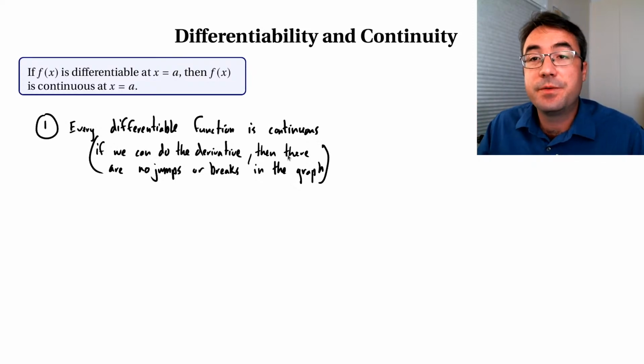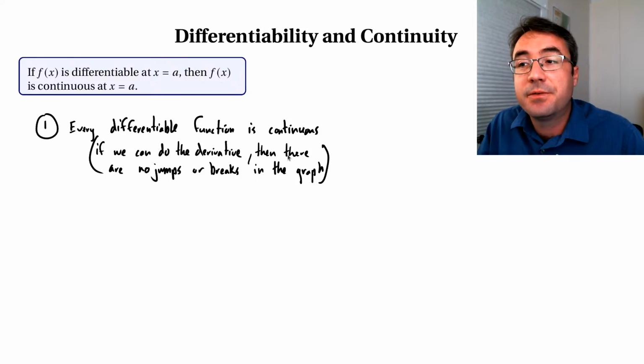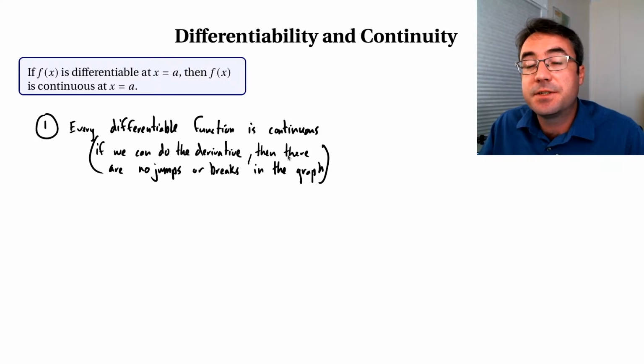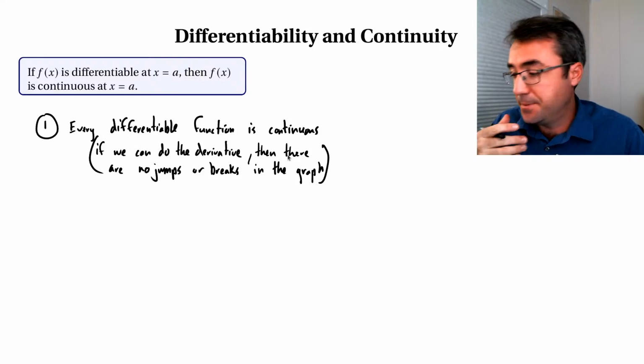As we're going to see, we're going to have some rules that allow us to quickly calculate derivatives without having to go back to limits every single time. So if we can actually do the derivative, well then that tells us that there's no jumps or breaks in the graph where our derivative is defined.